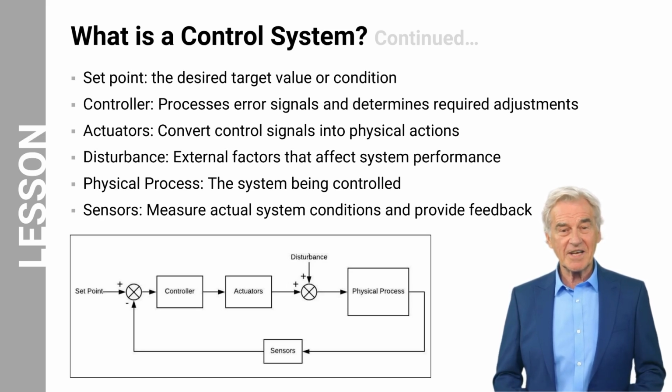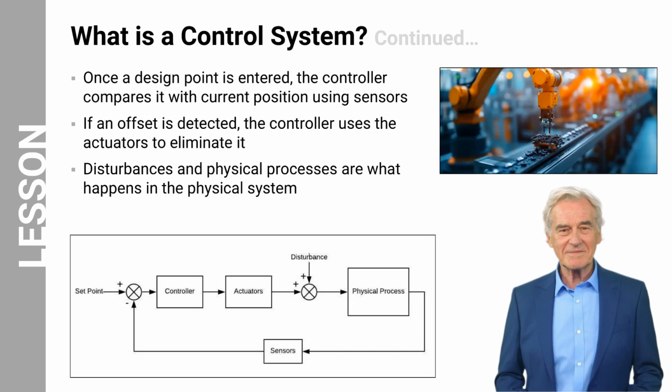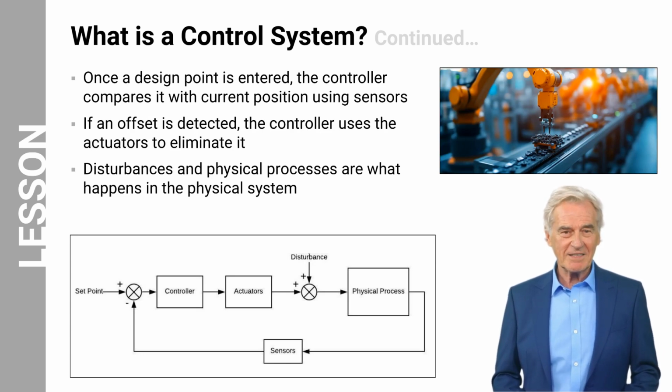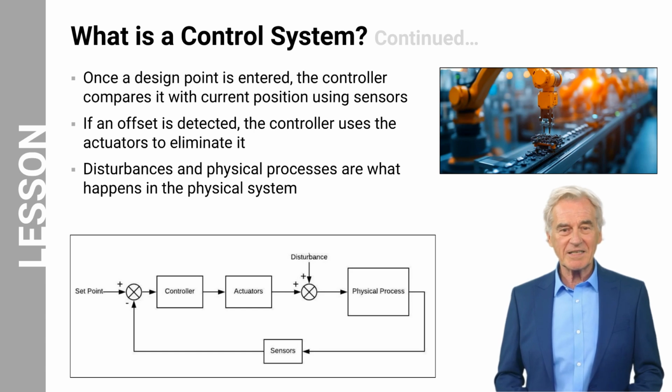Sensors provide real-time feedback about position and environment, enabling precise controller adjustments. When a design point is entered, the controller uses sensors to compare it with the current position. The controller activates actuators to eliminate any detected offset between desired and actual positions. The physical system experiences disturbances and processes that affect overall system behavior.